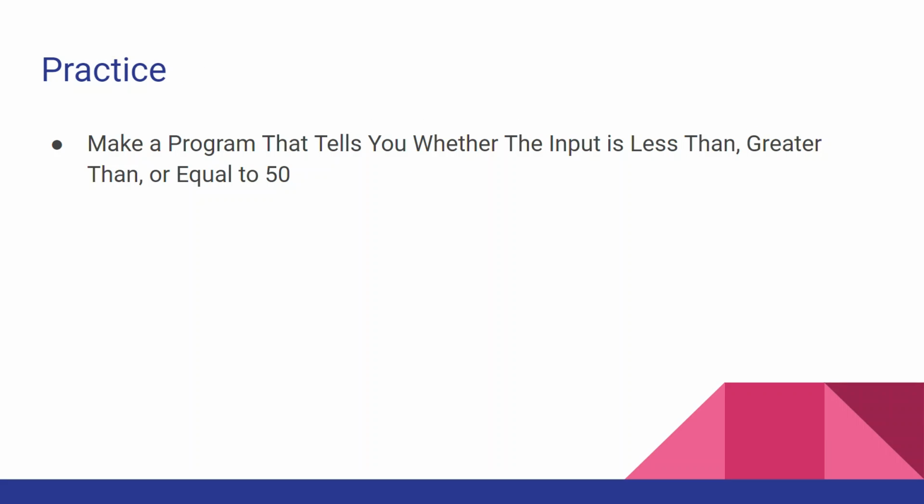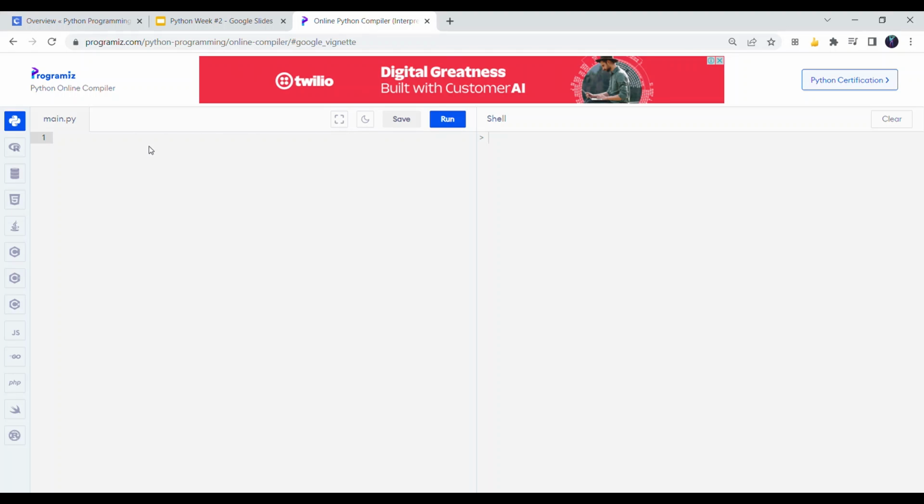Now, let's do some practice. Let's make a program that tells you whether the input is less than, greater than, or equal to 50. Please pause the video right now and try to figure it out. Alright, so now let's run the code where we have to get an input from the user and check whether it's less than, greater than, or equal to 50. So first we have to get an input of a number, meaning an integer, from the user. So we'll take this as number equals int, which is the data type, then our built-in library input, and then the question, enter number. Perfect.